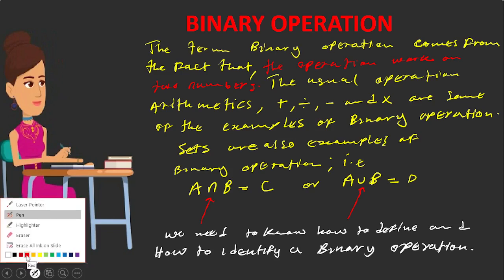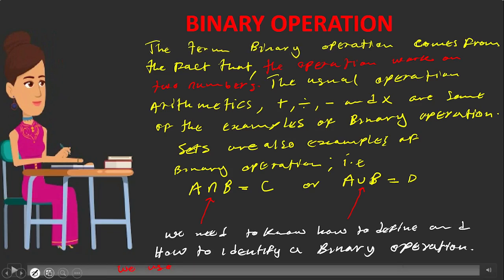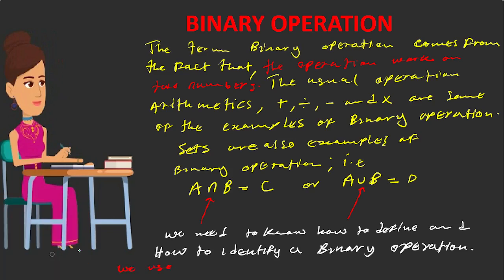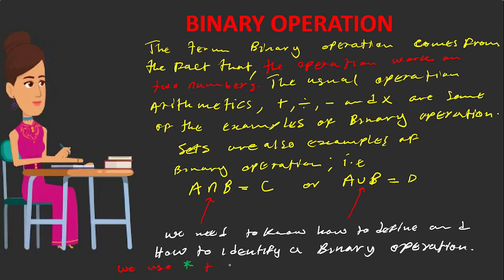Okay, so in most cases we use a star to define a binary operation. We normally use a star, like that, to define a binary operation. So, ladies and gentlemen, this is what we need to understand about what binary operation is all about and some of the important parts that you need to consider as you try to analyze binary operation.